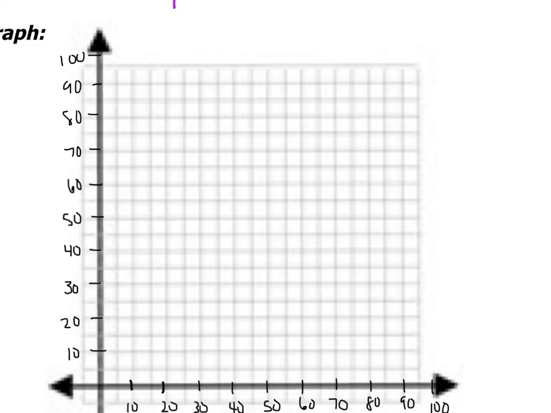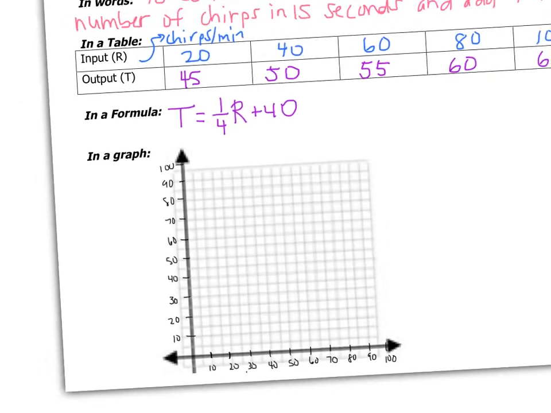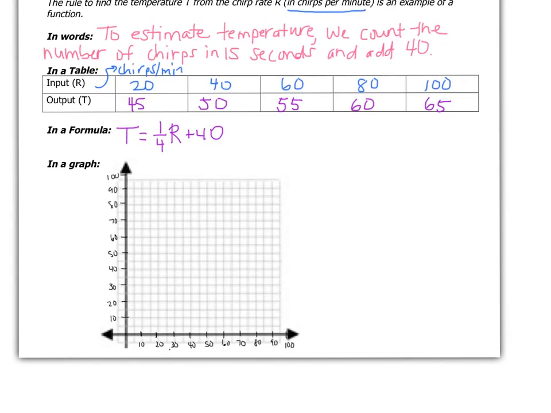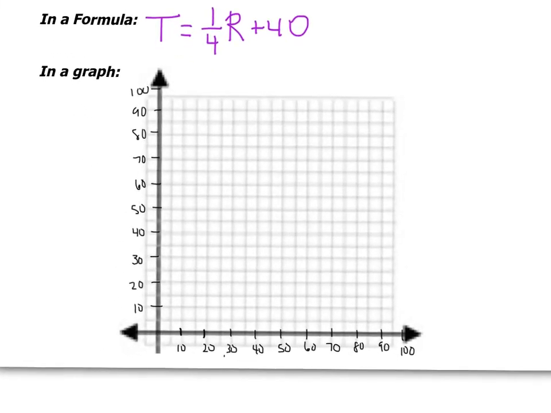Okay, so now that we have our scale on our axes, you guys know how to plot points. You've been doing that for, oh gosh, years and years and years. The easiest way I think to do this is just take the ordered pairs from your table and plot them on your graph. So you can do that on your own a little bit here. I'm going to go ahead and plot (20, 45).